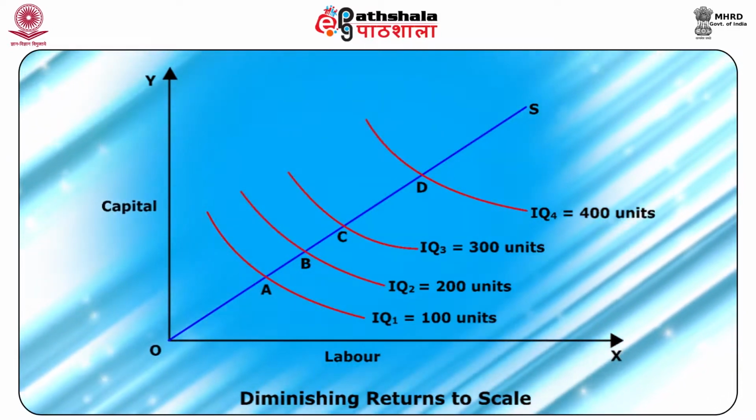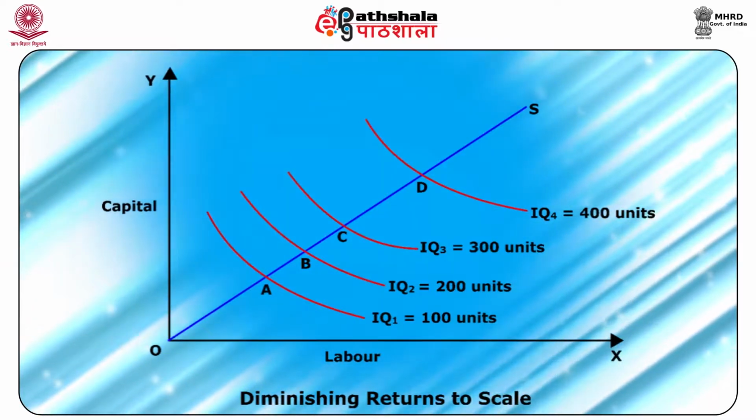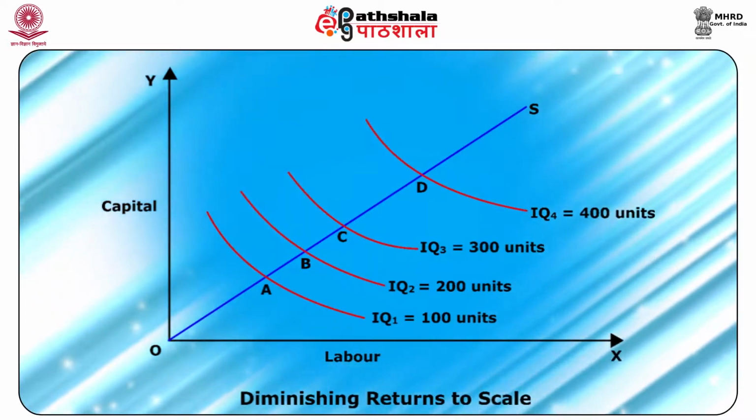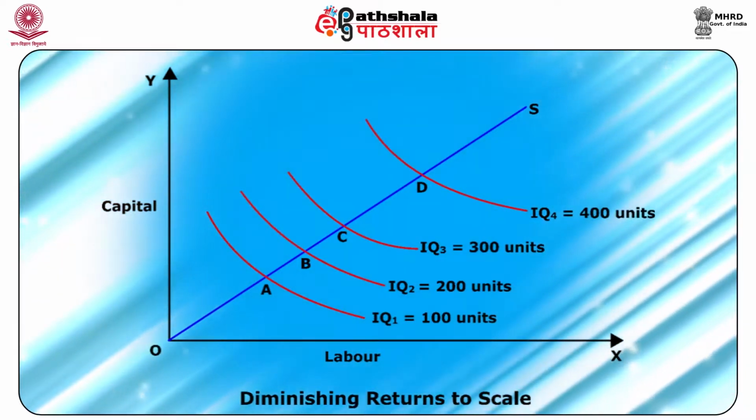Thus, in case of diminishing returns to scale, if the firm wants to double its output, it requires more than double inputs. The following figure shows diminishing returns to scale.